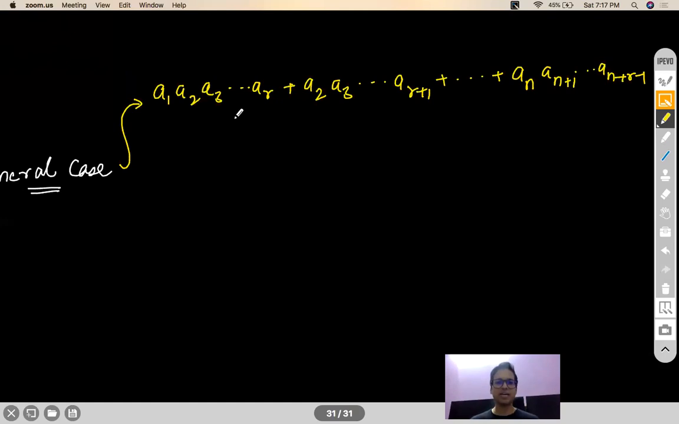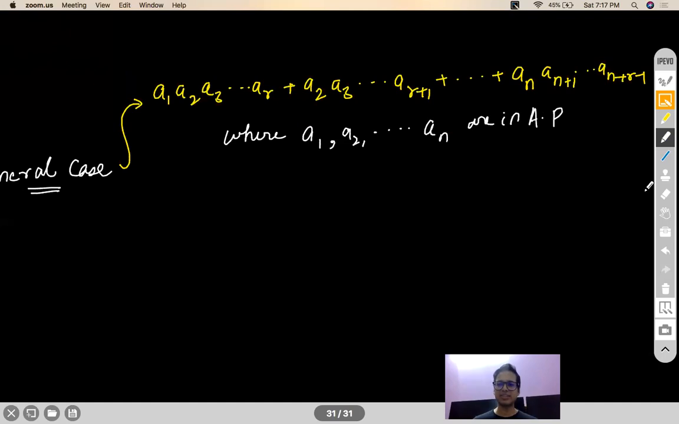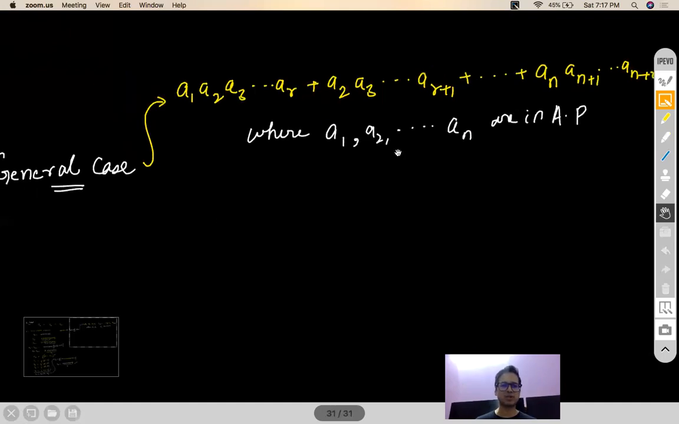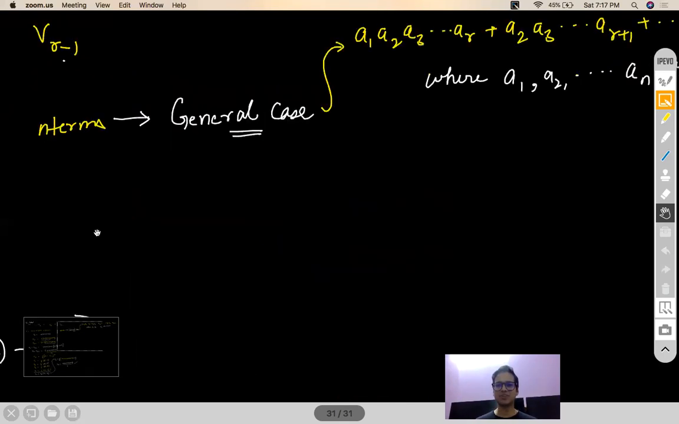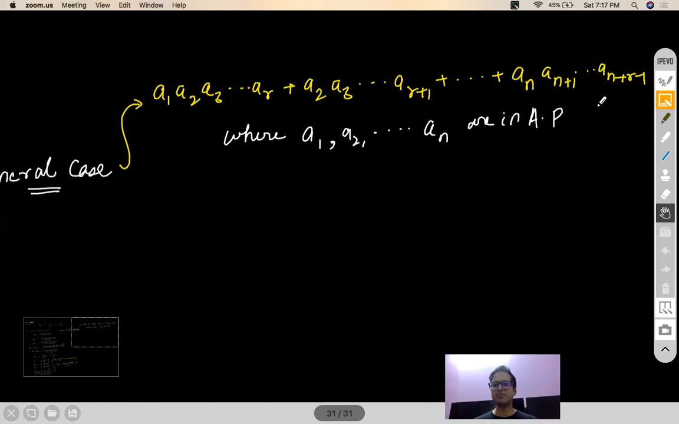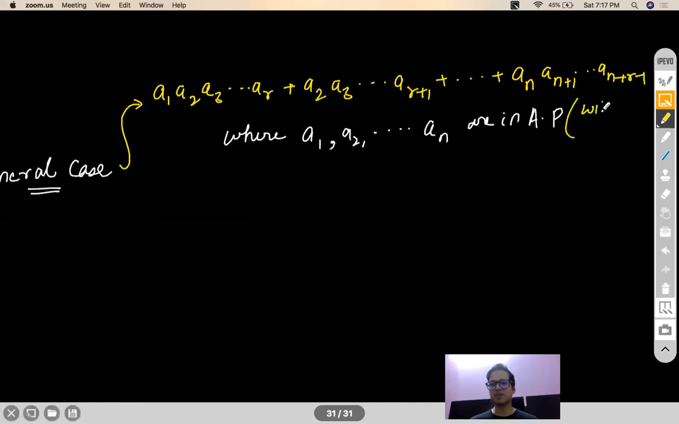Where A1, A2, A3, etc. till AN are in arithmetic progression. So as you can see, this is a very generic case of the example which I took. So 1, 2, 3, they themselves are in arithmetic progression, right? And let's say with common difference as D.